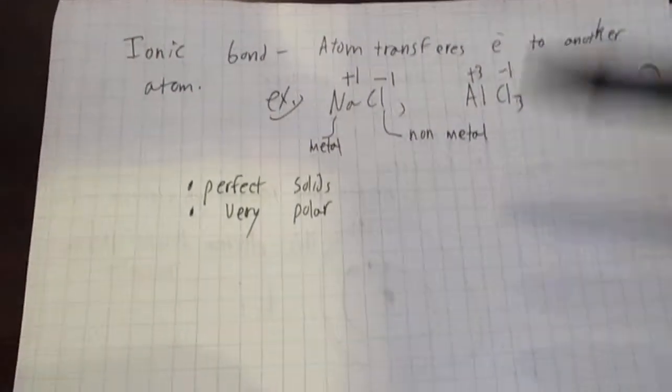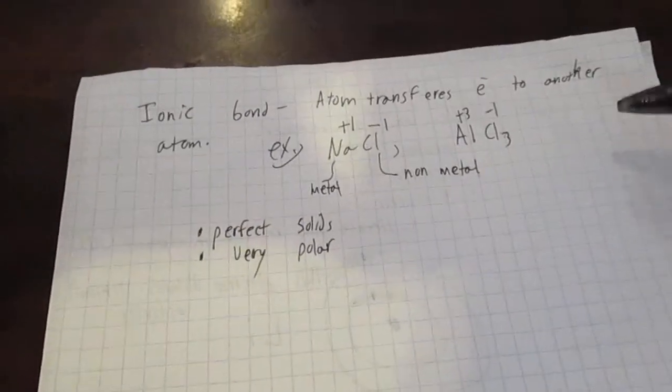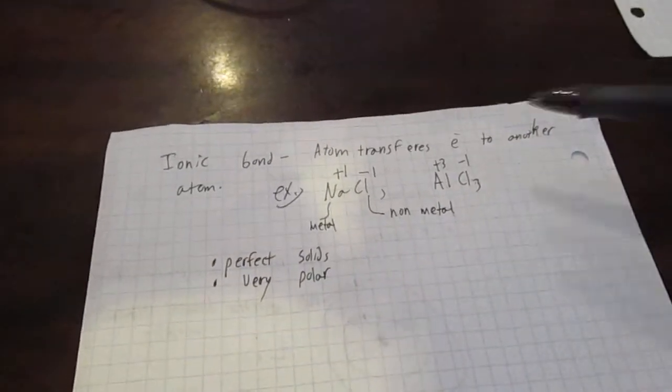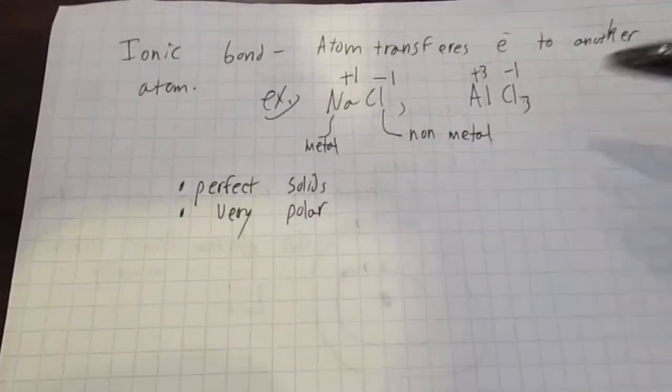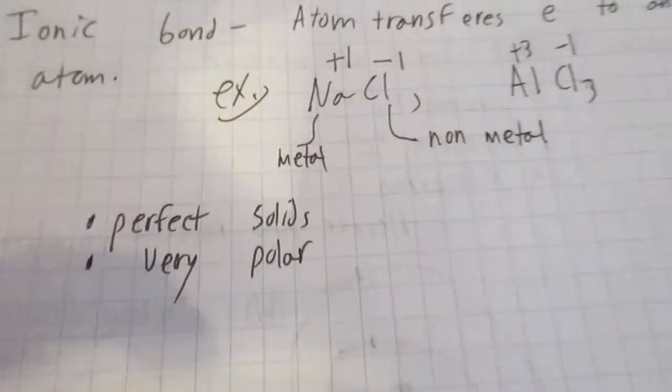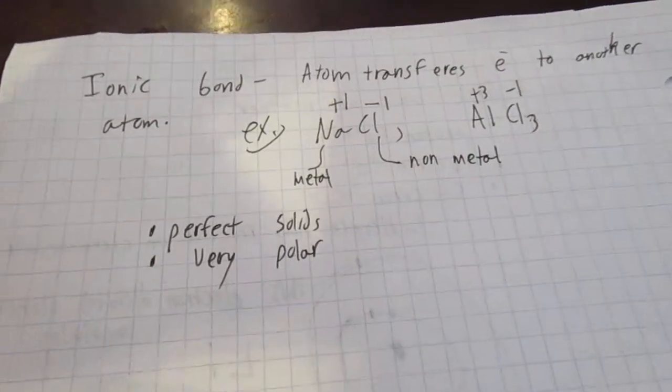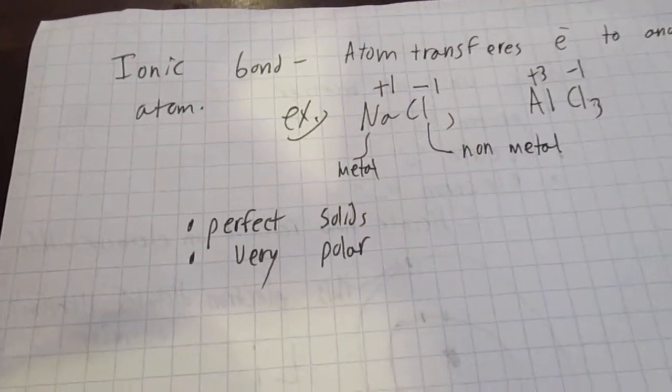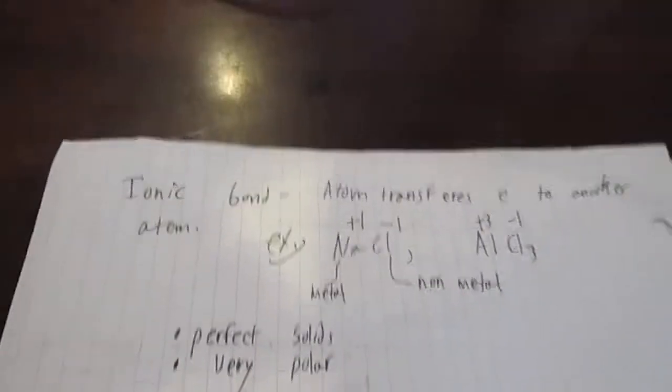So, now we're going to talk about the type of bonds atoms go through. We have an ionic bond, in which an atom transfers an electron to another atom. For example, sodium chloride. Another way of describing ionic bonds is a metal and a non-metal. They usually have a full charge, they're solids, and they're very polar.